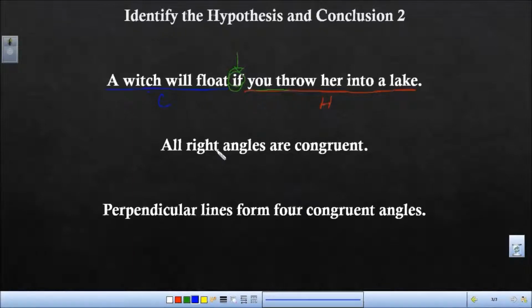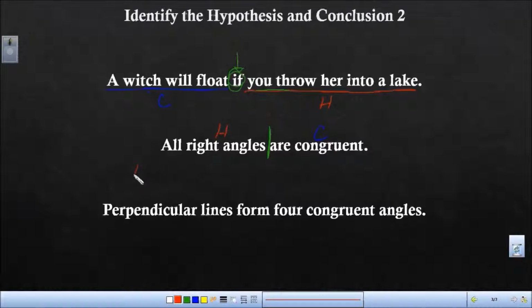Now, this one's interesting. All right angles are congruent. This type of problem doesn't have an if or a then. So what we have to do is split it right before the verb. The hypothesis is the subject of the sentence, and the conclusion is the predicate of the sentence. But we have to do a little bit of work to figure out what it actually is. So what are we talking about here? We're talking about angles.